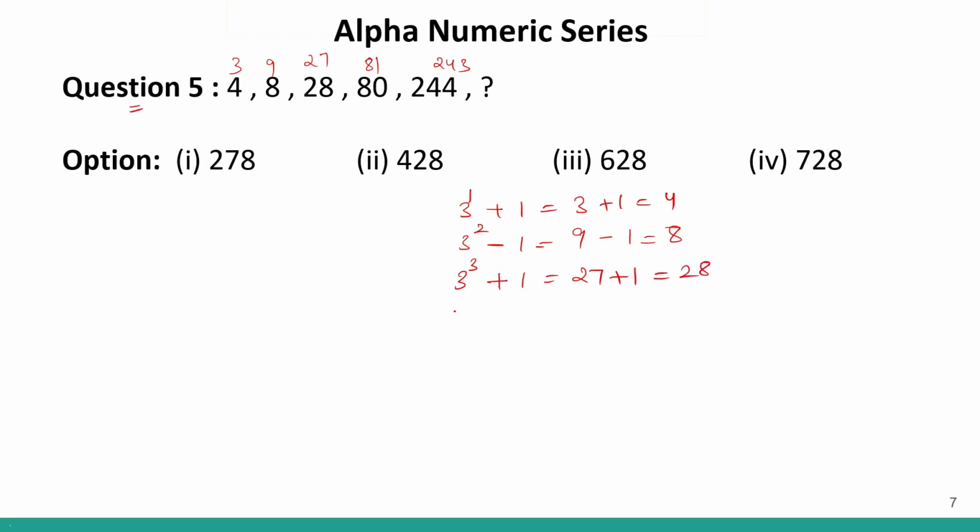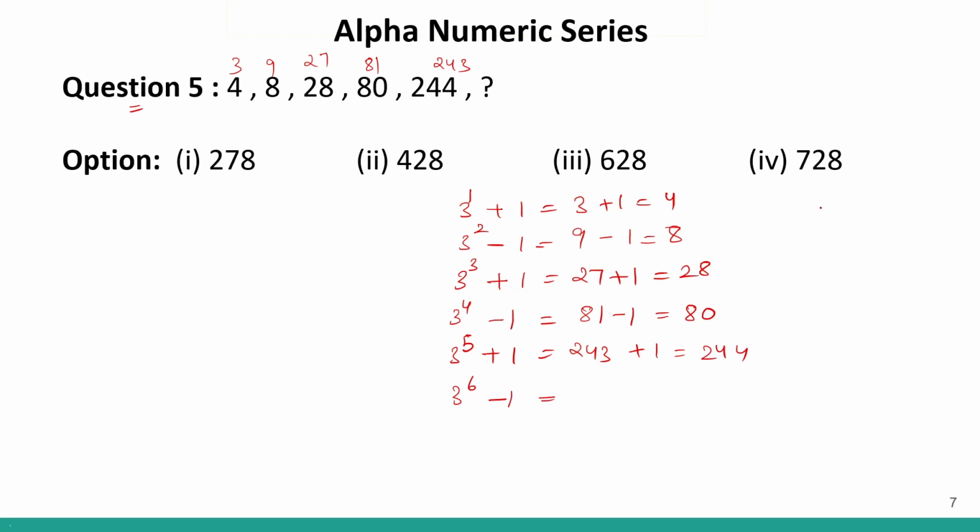And if I look forward, 3 raised to the power 4 minus 1. So, 3 raised to the power 4, 27 into 3 will be 81, minus 1 will give me 80. Similarly, 3 raised to the power 5 plus 1. So, 81 into 3 is 243 plus 1, 244. Now, I'll get 3 raised to the power 6 minus 1 because we are alternating between plus and subtraction.